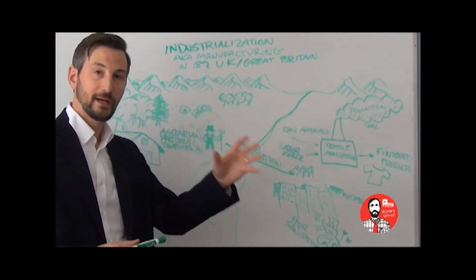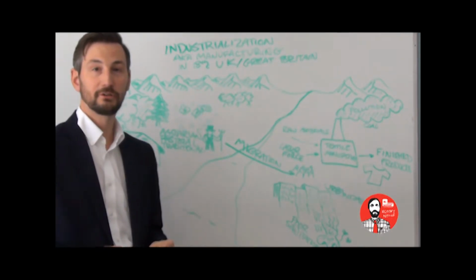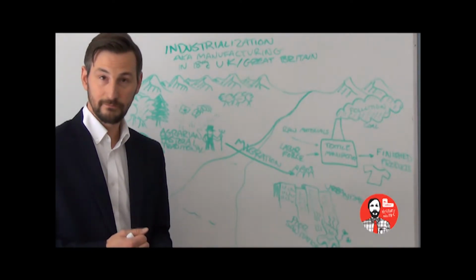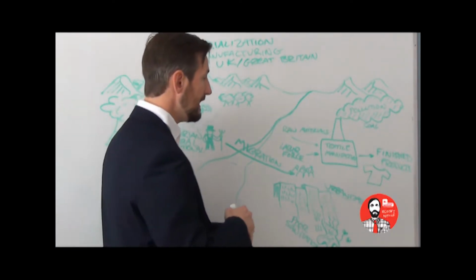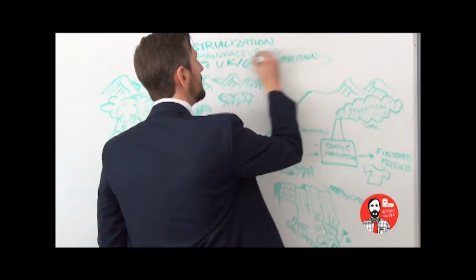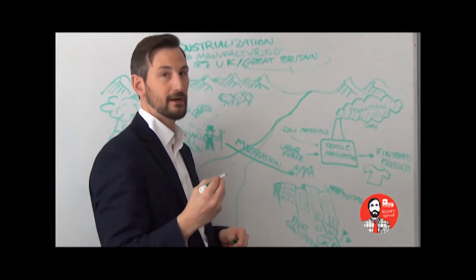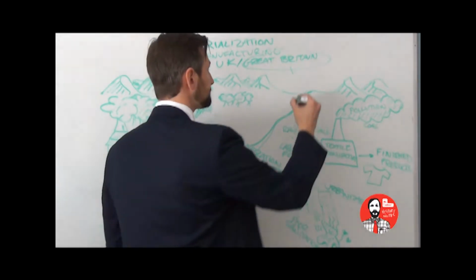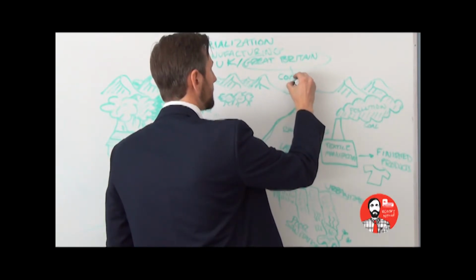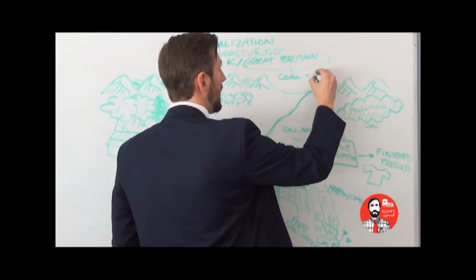Just wanted to have a quick demonstration of the first industrial revolution, which was steam powered. This is a steam powered revolution. And the reason it was able to happen in Great Britain was because Great Britain had the ingredients necessary to build a steam engine. Great Britain had coal, and they also had iron.